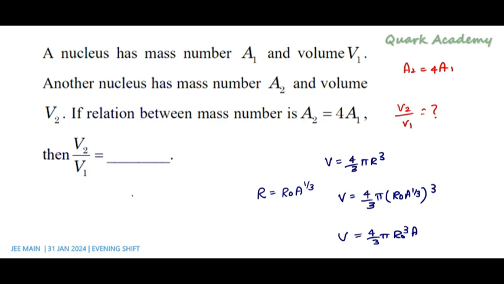Here 4/3 pi r0 cube is a constant. Only variable is A. So we can say volume is directly proportional to mass number A, which means we can write V2 by V1 is equal to A2 by A1. So A2 is 4 times A1, 4 times A1 by A1. A1 will get cancelled and we will get 4.